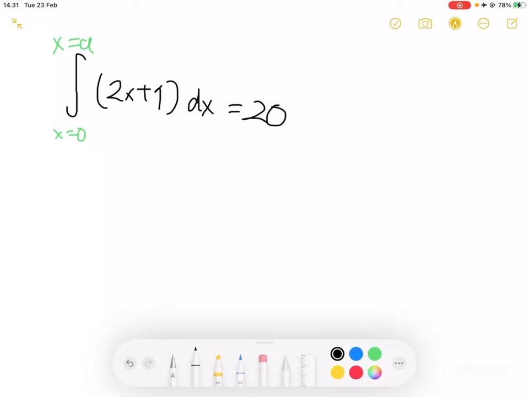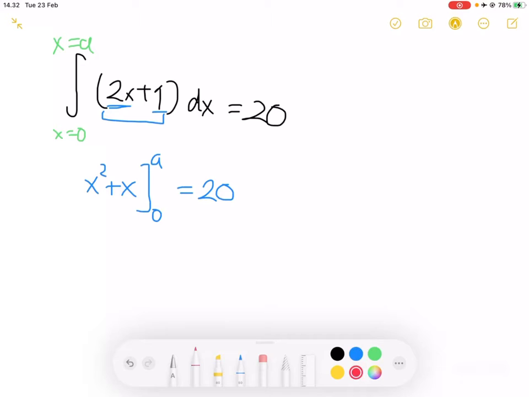Now with this we can just find the antiderivative of the inside function right here, and that's simply the sum of the antiderivatives of each term. So the antiderivative of 2x will be just x squared using the reverse power rule, and the antiderivative of 1 will be just x. And then we're evaluating this from 0 to a. This is equal to 20. And note we don't put plus c because we're dealing with definite integrals.